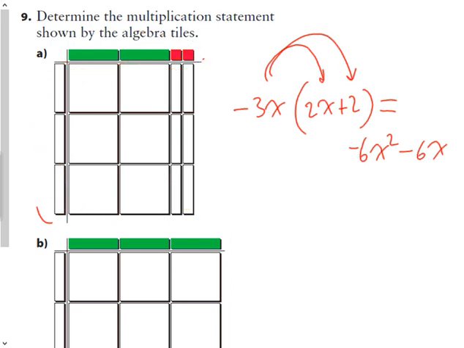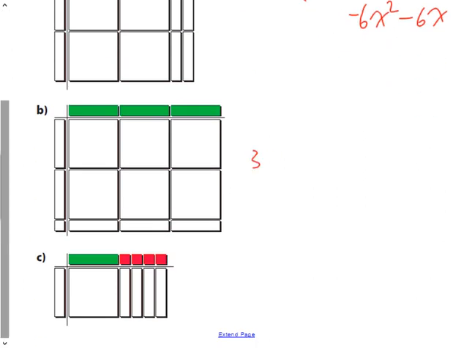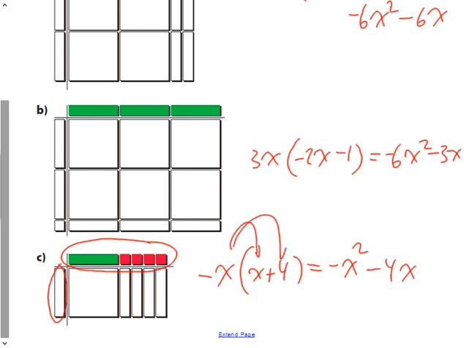The second question, B, the monomial is 3x multiplied by the binomial, which is negative 2x minus 1. And when I look at the area model, it's negative 6x squared again. This time it's negative 3x. Okay, negative 3x. And your last one, C, your monomial is negative x, right here, multiplied by x plus 4, which is your polynomial up here, so length and width, will equal the area of negative x squared minus 4x. And if we expand it, we would see that we do get that.